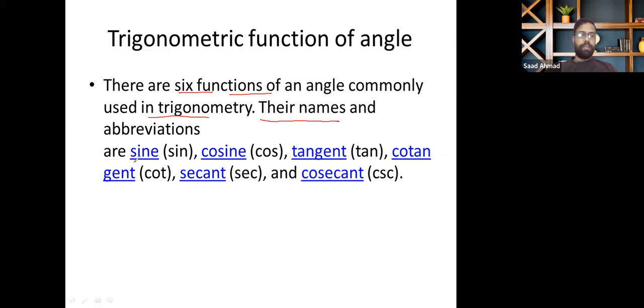They are named with abbreviations: sine, which is not read as "sin" but as sine, okay? Cosine, read as cos. Tangent is tan, and cotangent is cot. Secant is sec, and cosecant is represented as csc.